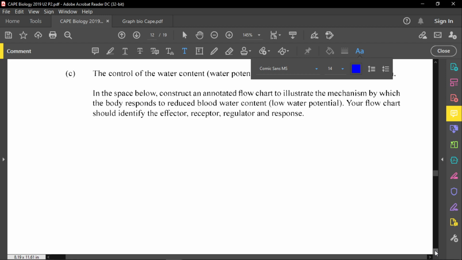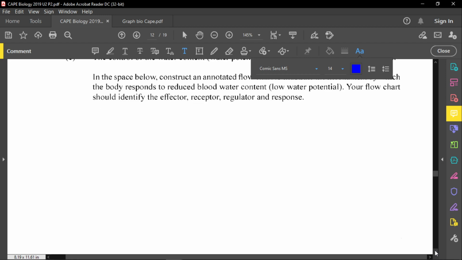So what I'm going to do here is quickly draw the flow chart first, and then put some arrows to indicate what is going next. I'm going to start from a point that is not totally necessary because they actually tell us that there is low water potential already, but I want to start from where it begins. The first thing that may happen here to trigger this response, and notice I'm using the word trigger, is that you have an intake of salt, or you may have excess sweating.